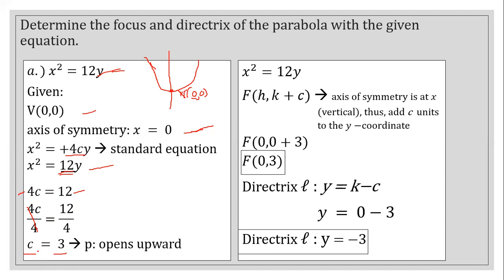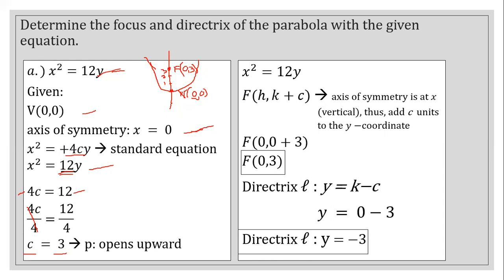Since c is equal to 3, from the vertex you count 1, upward, 2, 3. So this is the focus, at 1, 2, and 3. So our focus is at (0, 3). Remember, the focus is always determined by the opening of our parabola. Wherever the opening is, that is where the focus of the parabola is.